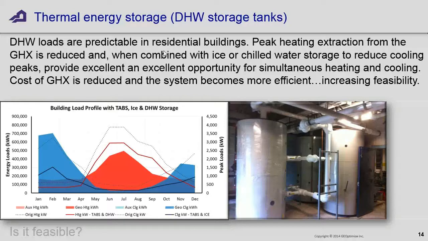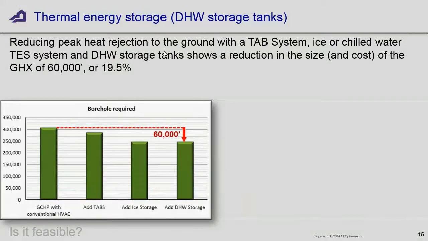And if you've done the hour-by-hour energy model, you can look at it on a daily basis. You see exactly where the peaks are going to be on cooling, and you can get a good estimate of what the heating loads are going to be for domestic hot water. So reducing peak heat rejection with a thermally activated building system, ice or chilled water system, and domestic hot water storage tanks drops the size of the ground loop by 60,000 feet. Now we're down to about 250,000 feet, simply by looking at energy storage.